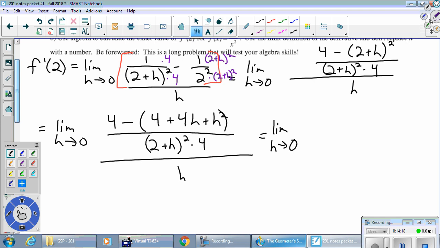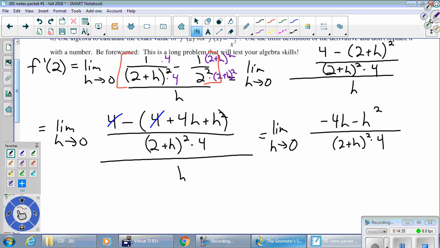Okay, and now good things are finally going to start happening. So this 4 subtract that 4 cancels, and then the negative comes in and distributes through what's left. So I see a negative 4h minus h squared divided by (2 plus h) squared times 4.